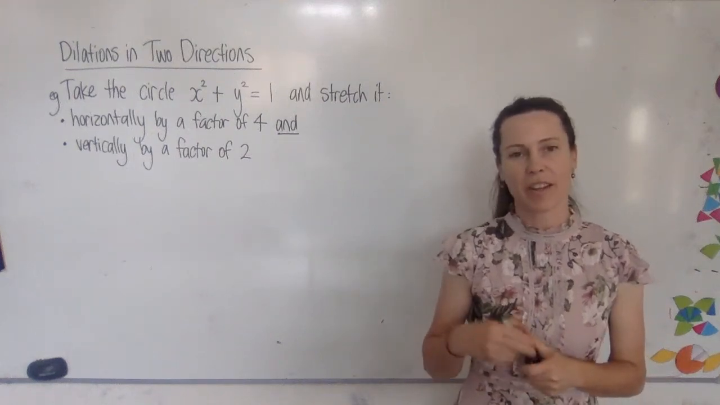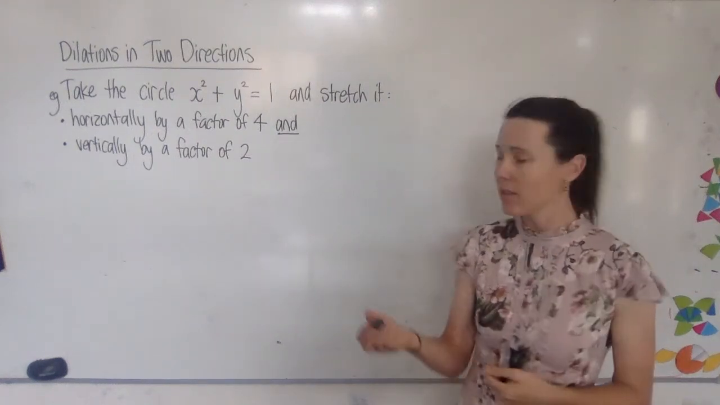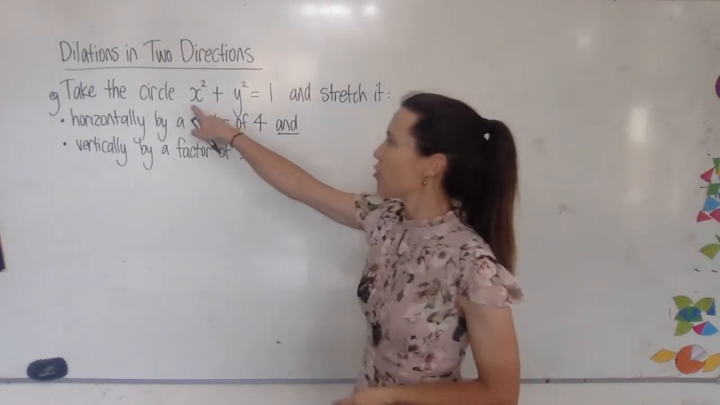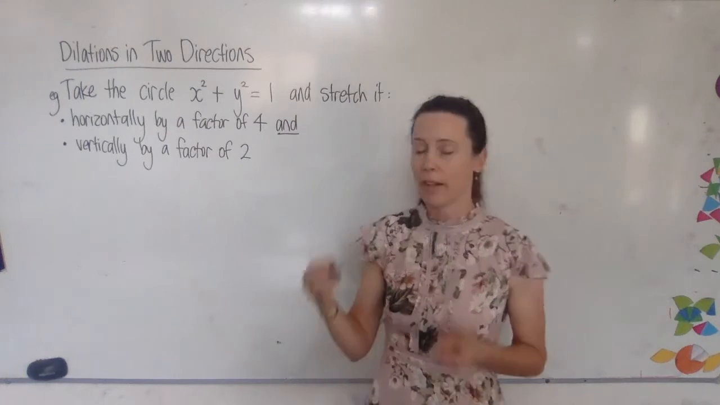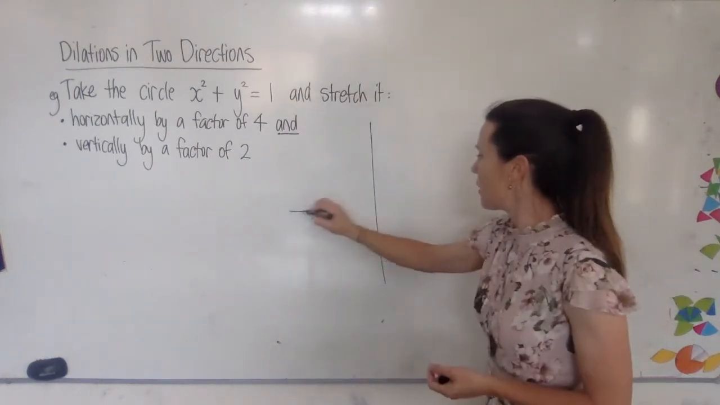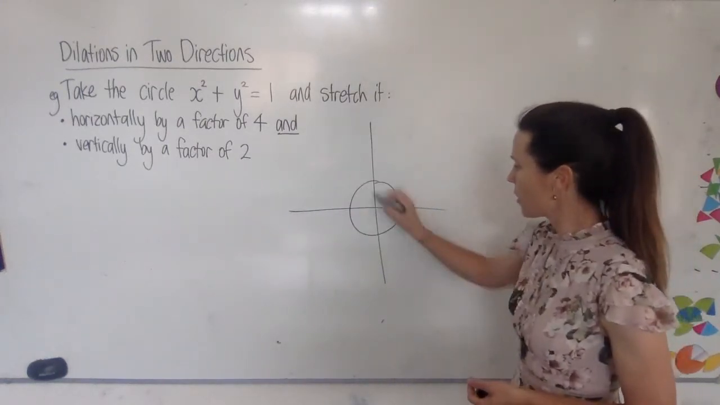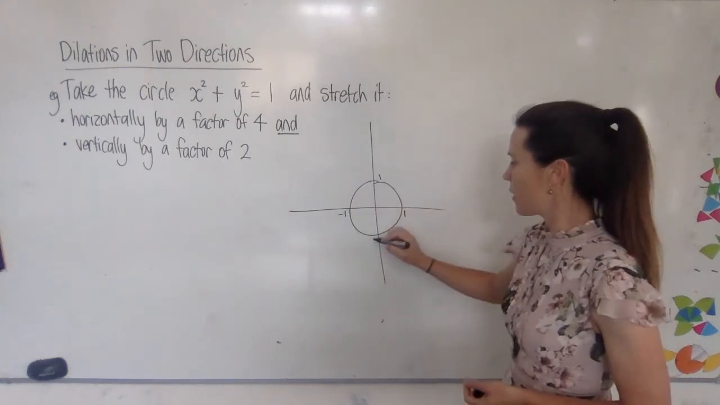Now let's form a dilation that actually goes in two directions at once. So you'll recall that the basic form of a circle is x squared plus y squared equals r squared. Now that's a circle that has its centre at the origin. So we can go ahead and draw that very easily.